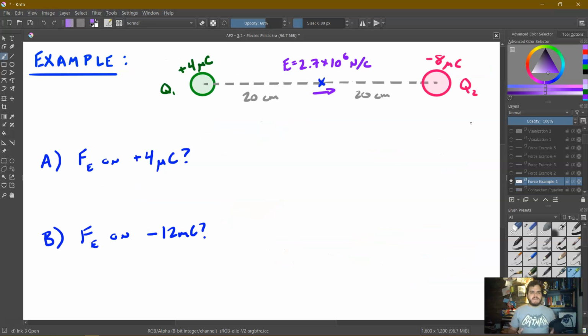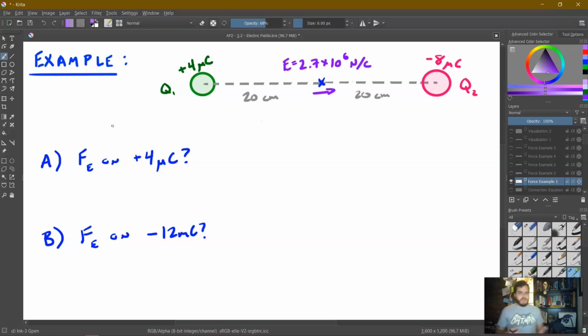So let's see this process in action. Let's go back to that situation we already calculated earlier where we had 2 charges, the positive and the negative, and we had an electric field of 2.7 times 10 to the 6 newtons per coulomb to the right. And we want to know the electric force on a 4 microcoulomb charge if I'm to place it there, and on a negative 12 millicoulomb charge if I place it there. So I want you to go and pause the video, try this on your own, come back, let's see how you did.